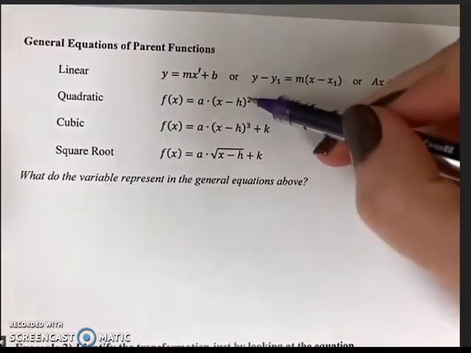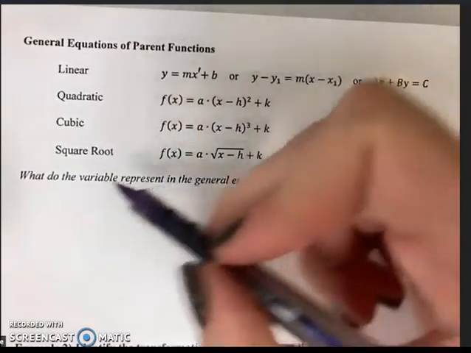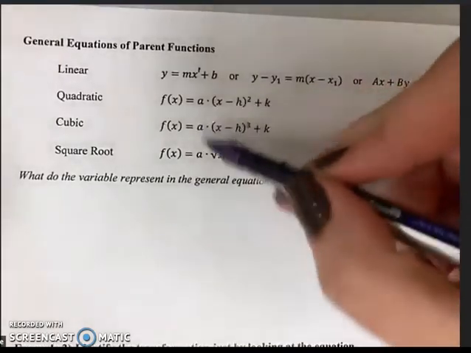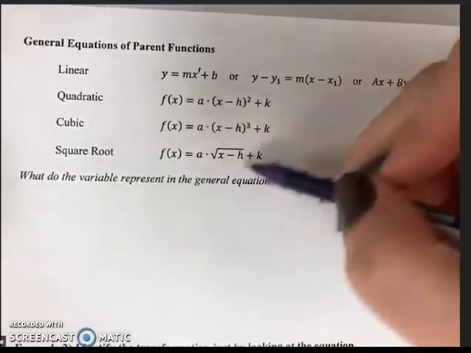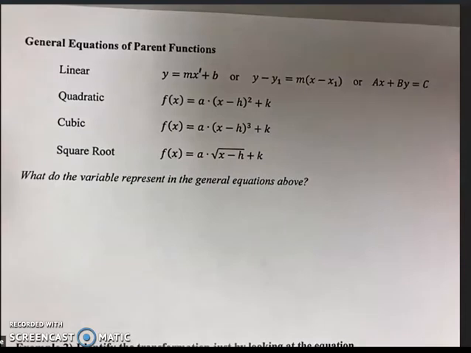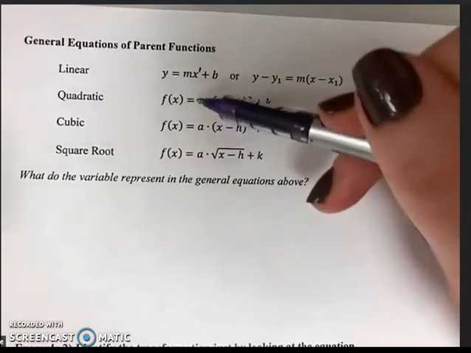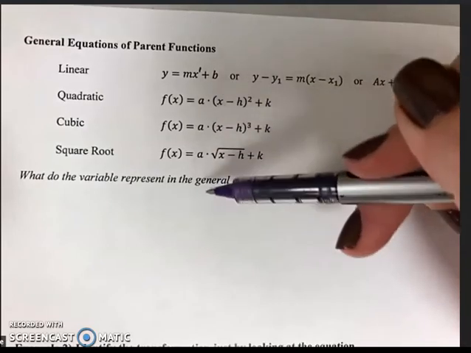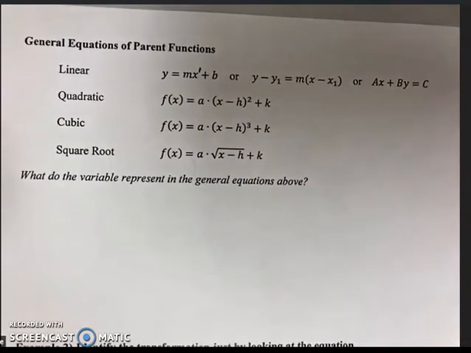Quadratic, x is to the second power. Cubic, it's cubed. Square root, obviously, will have a square root. Now, I want you to notice for the quadratic, cubic, and square root, the general equation looks pretty similar. We always have an a on the outside, so that's some constant, some number, which can cause a few different things. We're going to talk about that here soon.